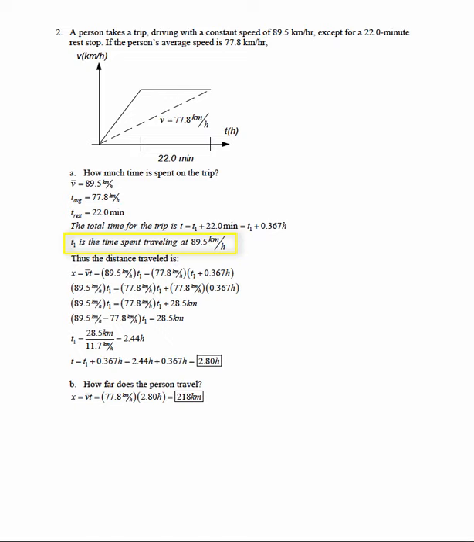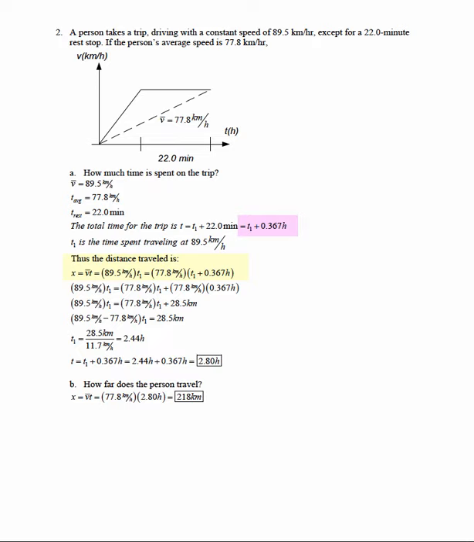Okay, so thus the distance traveled, going back to the relationship, distance equals velocity times time, in this case average velocity. There's our velocity of 89.5 kilometers per hour times t1. Okay, so this gives us a value then of the average 77.8 kilometers per hour times this expression we solved for here, t1 plus 0.367 hours.